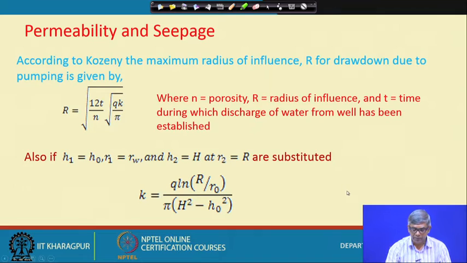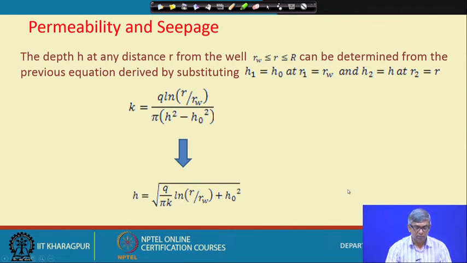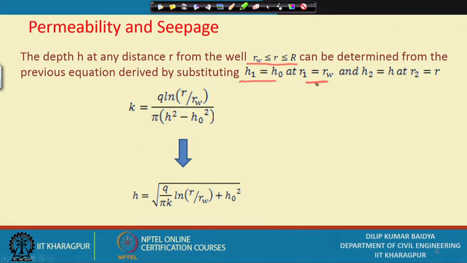Next slide. Sometimes we need to find out what the water height is at a distance of x, because the excavation area is sometimes large. Suppose at a particular point we are doing this, but at a distance from this cross section, what is the water height? That is to be determined. For that we can do it this way: H 1 equal to H naught at R 1 equal to R W, and H 2 equal to H at R 2 equal to R. So, that means we have taken the pumping well itself as one observation well.